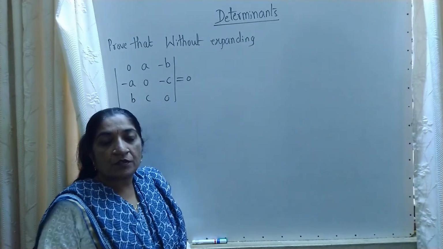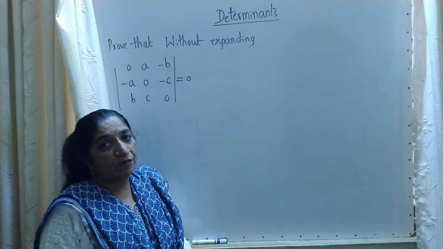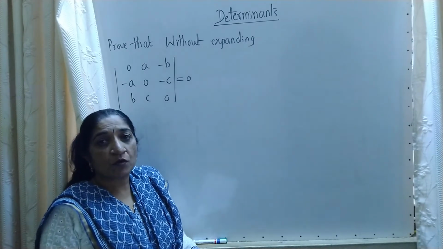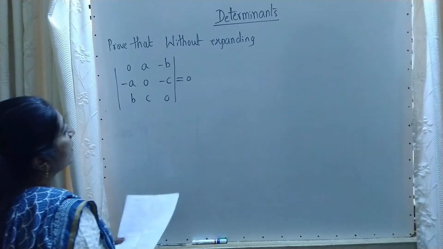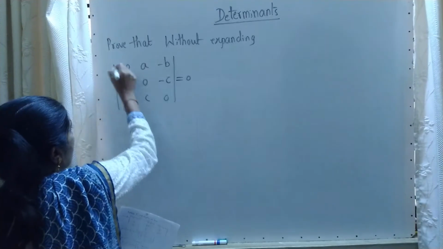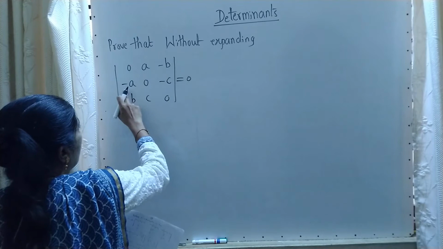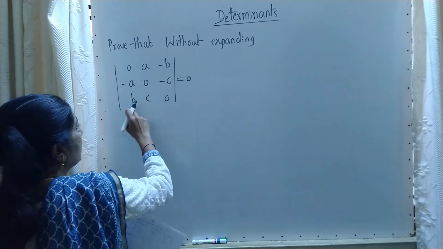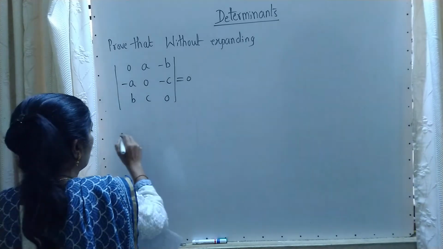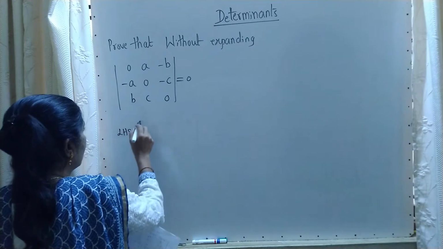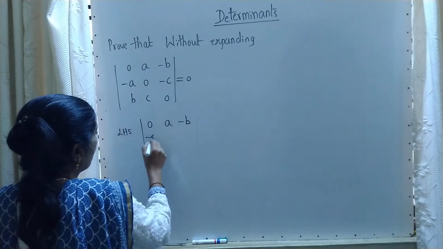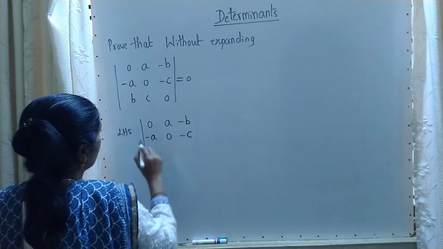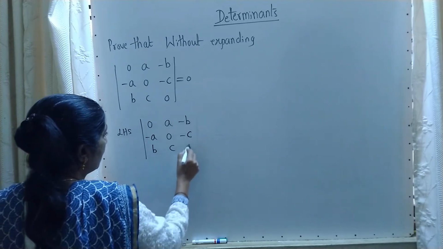Hello students, in today's class I am explaining a few more examples based on the properties of determinants. See here, prove without expanding that the determinant with first row 0, A, minus B, next row minus A, 0, minus C, and B, C, 0 is equal to 0. So start with the LHS.